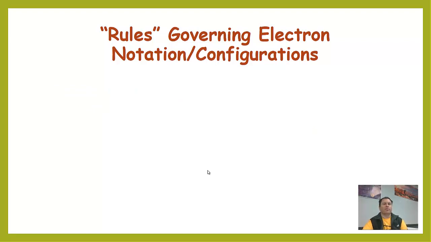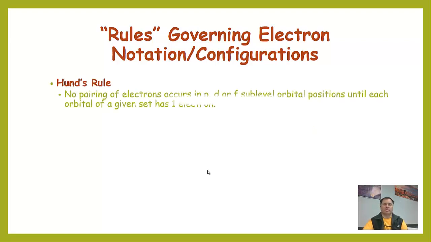And finally, the third rule is what we call Hund's rule. Hund's rule says there's no pairing of electrons in the P, D, or F sublevels until each orbital has one electron. Remember, P, D, and F have more than one line.